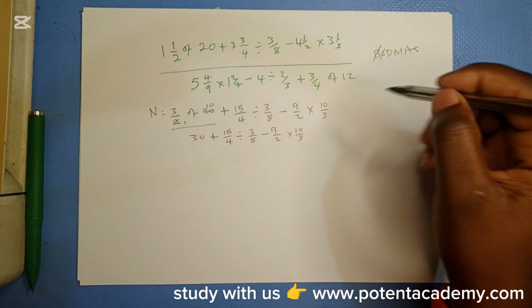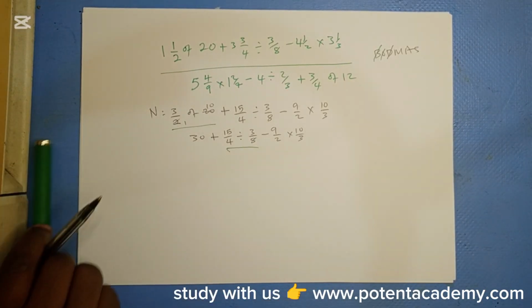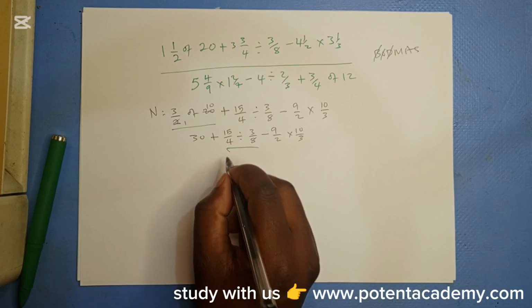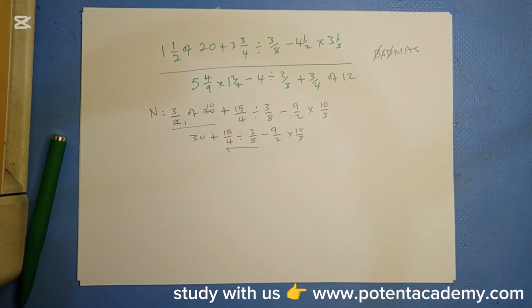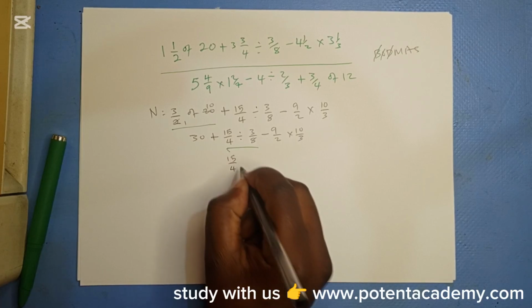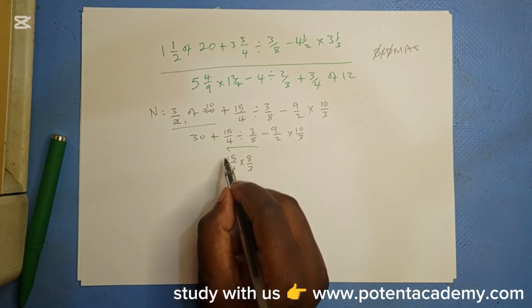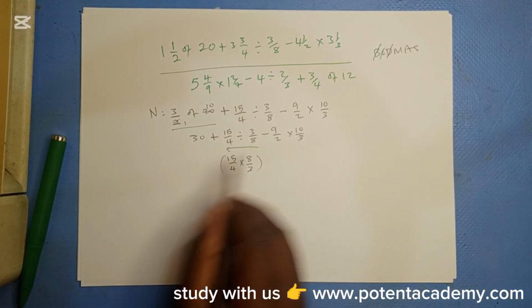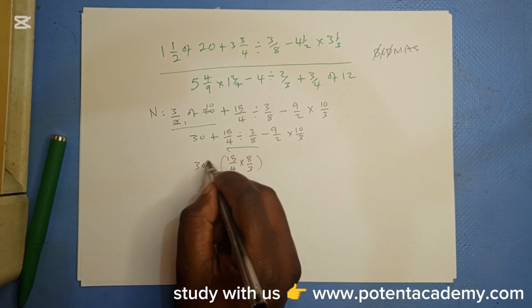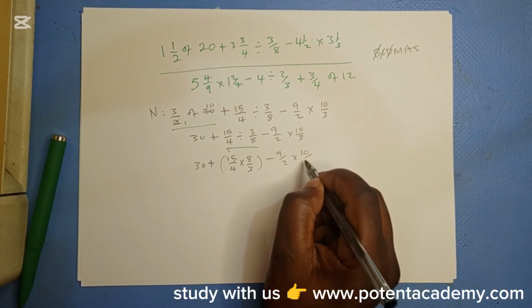After I've done that, you go to the next one, which is division. Do you have a division? Yes, you do have a division. What does division mean? How do you divide fractions? You take 15 over 4, you multiply by the reciprocal of the number you're dividing with, 8 over 3. So then you can copy the rest: 30 plus, minus 9 over 2 times 10 over 3.